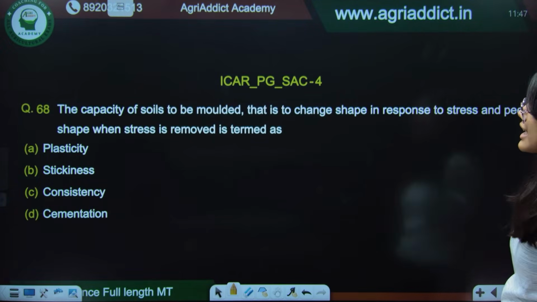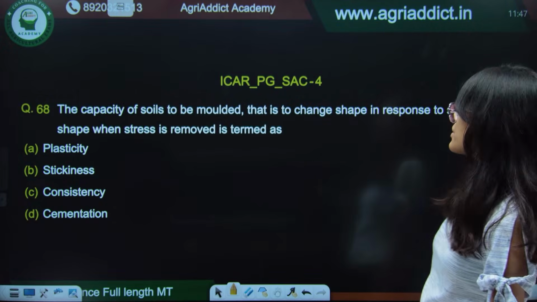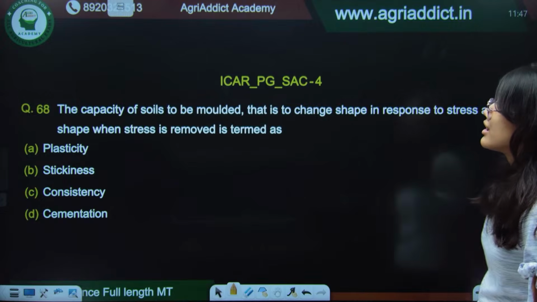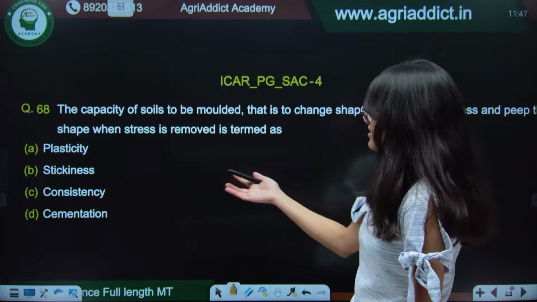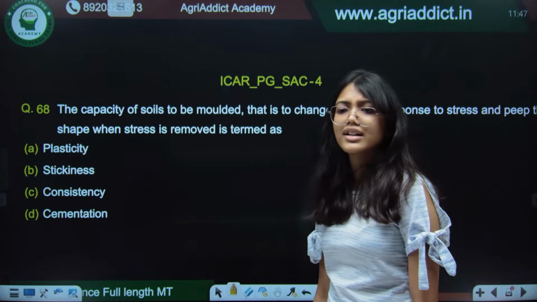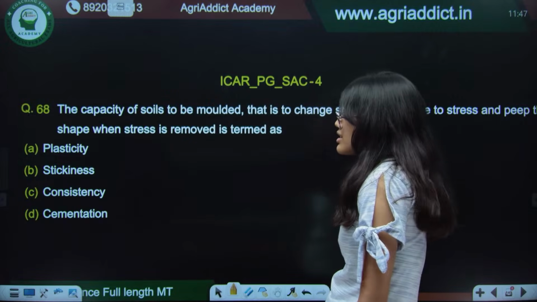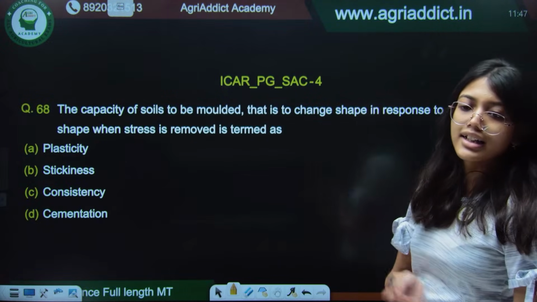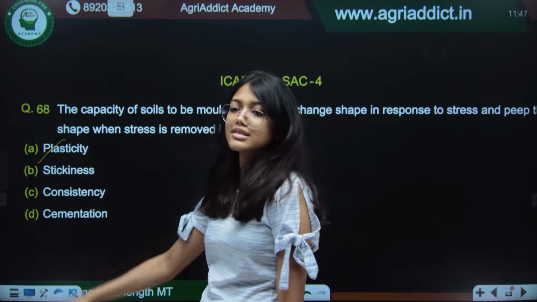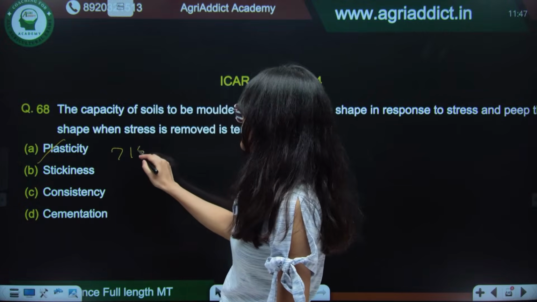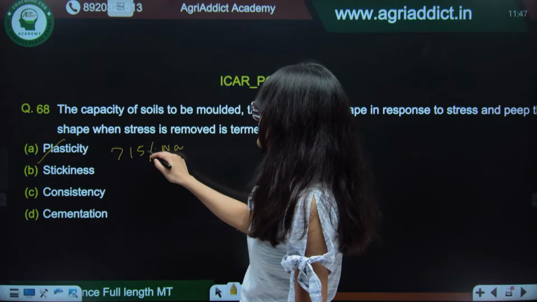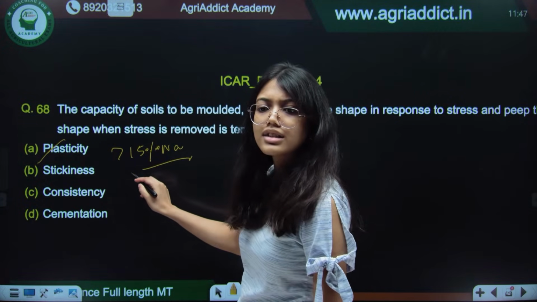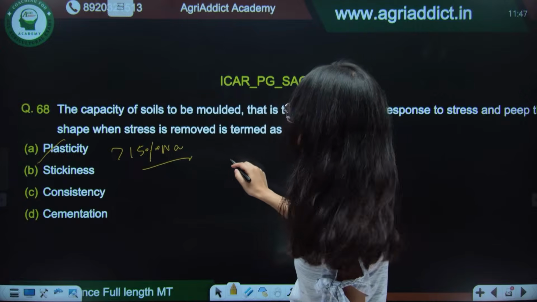Okay. Next, the capacity of soils to be molded, that is to change shape in response to stress and preserve that shape when the stress is removed, is termed as, very, very easy question. What is that? You are molding your soils and it is retaining your shape. So that is nothing but plasticity. And soils with greater than 15% sodium, they will exhibit plasticity. Okay. It is not stickiness. Who is writing stickiness? Okay.